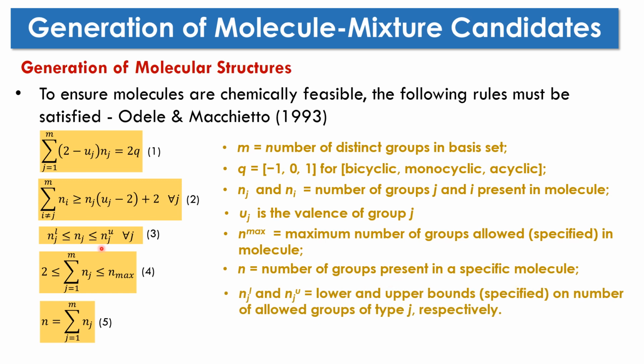And also for equation 3, we have n_j^L and n_j^U, and these are the lower and upper bounds which we specify in terms of the number of the allowed groups of type j respectively. So meaning that, for example, for CH3, what should be the lower and upper bound? CH2, what is the lower and upper bound, and so on. Okay. So these are the rules which each molecule needs to satisfy. If the molecule satisfies all 5 rules, then only will it be considered chemically feasible.